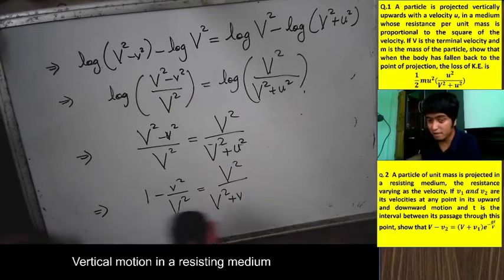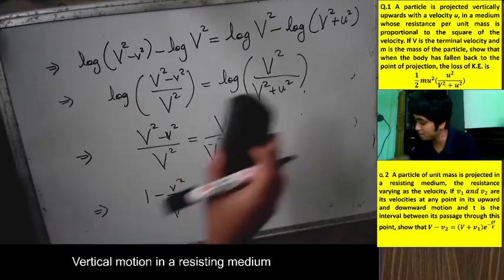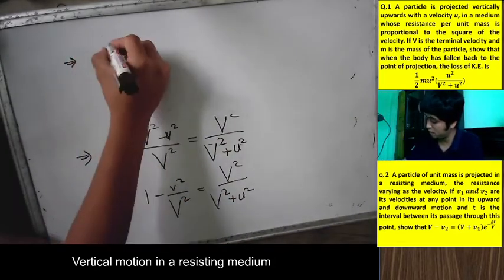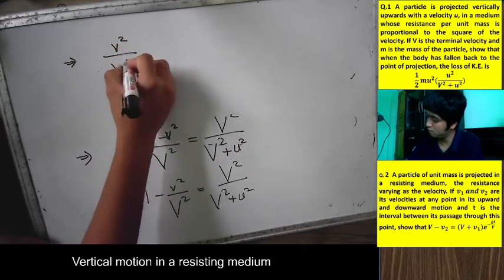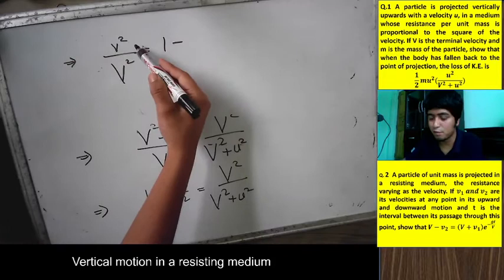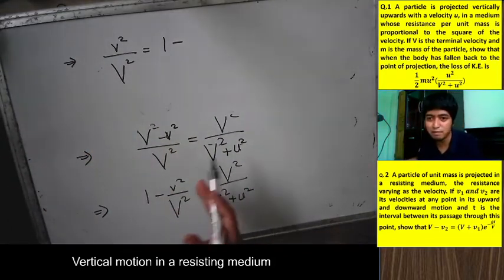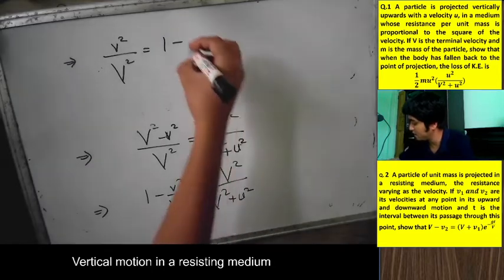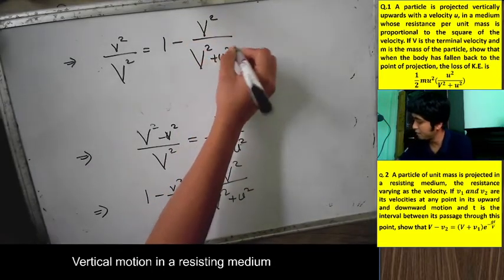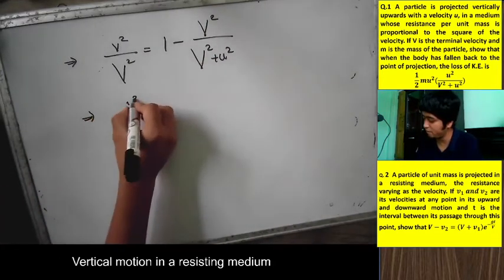What actually am I trying to do? Okay, just write it down, I will explain. I am trying to get an expression for small v. That is why small v will always be on the left side, and everything else we will take to the right side. So this is what we will be having.